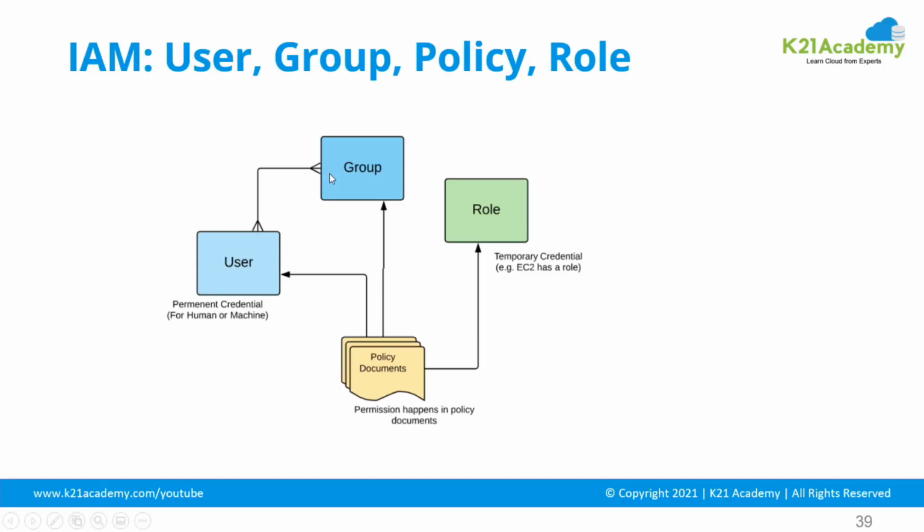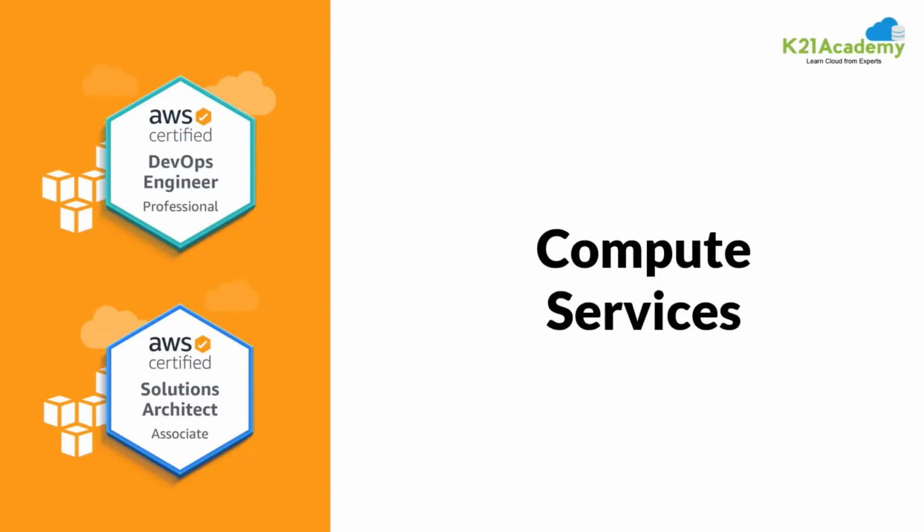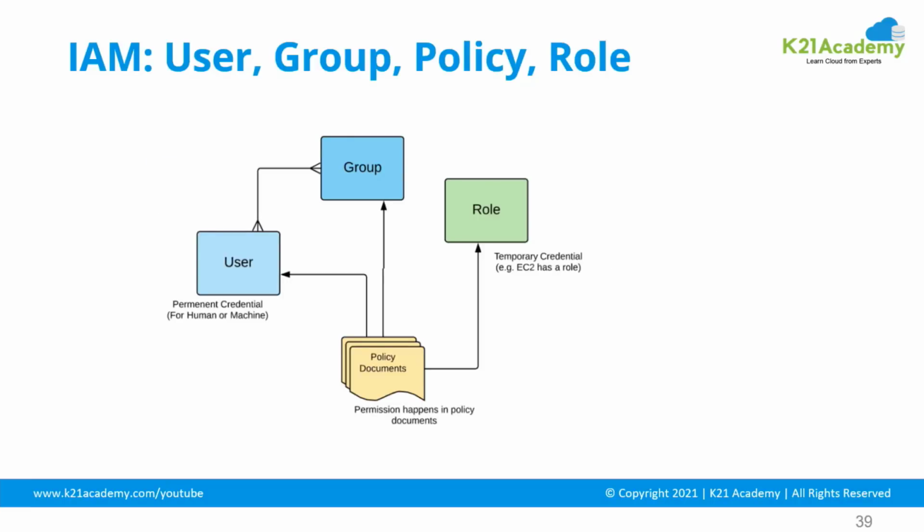So there is a many-to-many relationship between users and groups. Now, the policies which govern permissions can be applied to a user, it can be applied to a group, or it can be applied to a role. And a role can be applied again to a user or a group, or a user or group can have a role. So that's the relationship between users, groups, and policies.